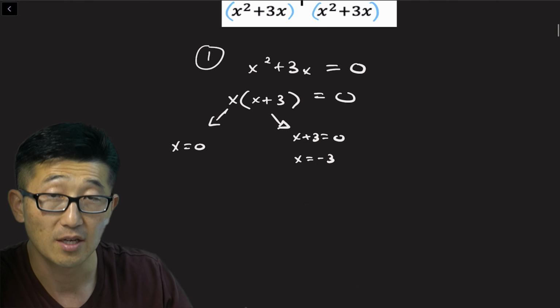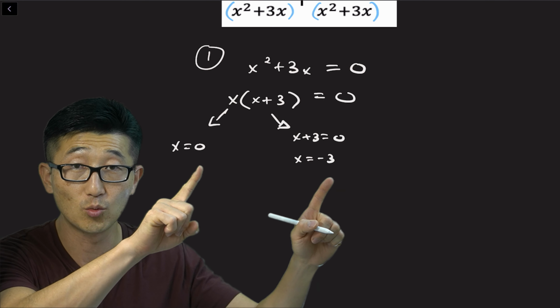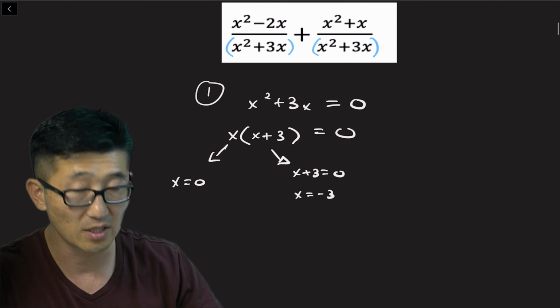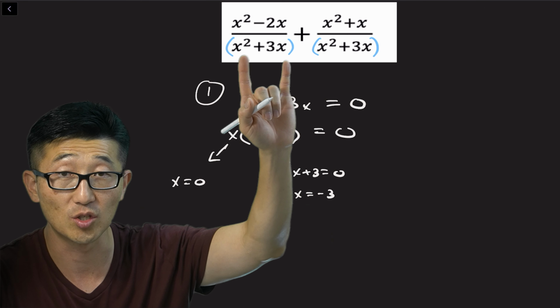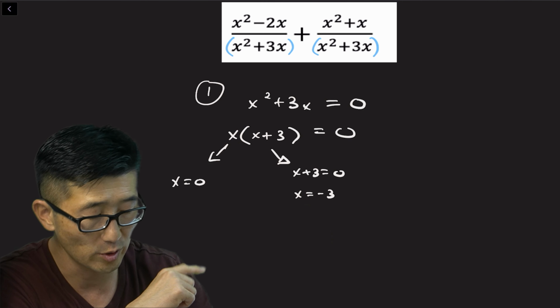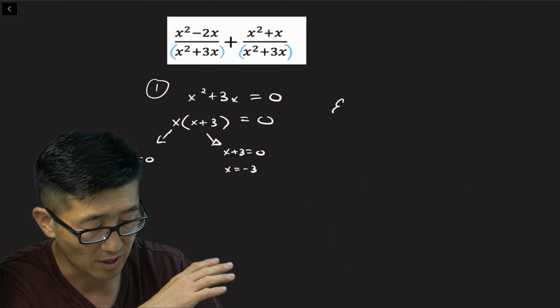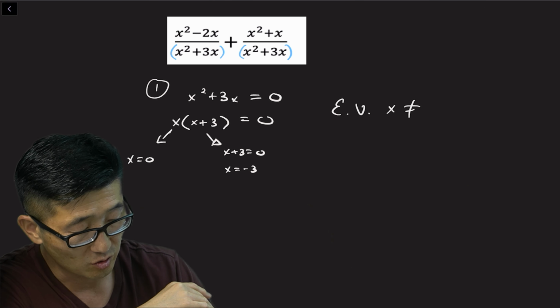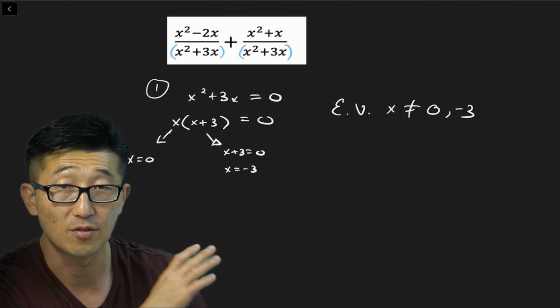So what does this mean? It means these two numbers will turn this expression to 0, which means it's going to turn the denominator to 0, which we don't want. So these two terms become what we call the excluded values. x must not ever equal 0 or -3.